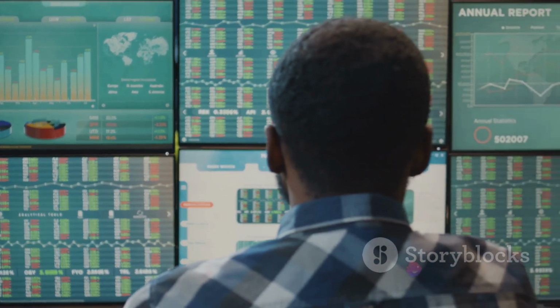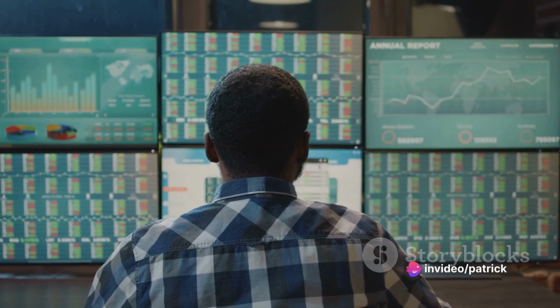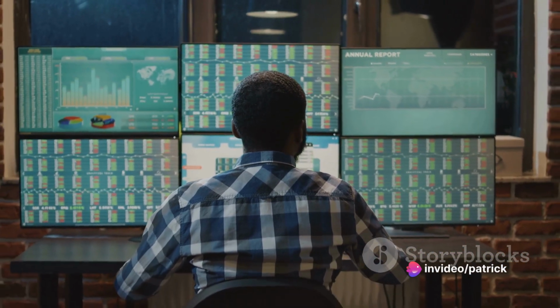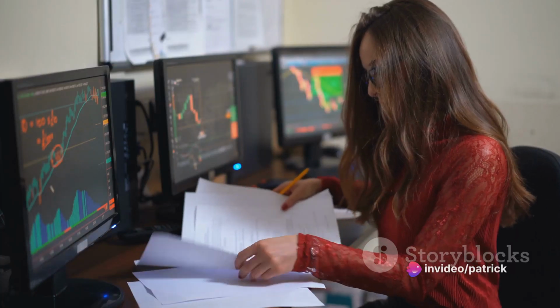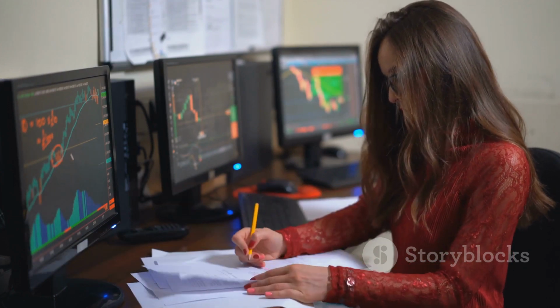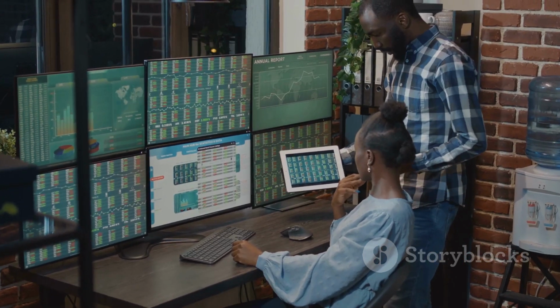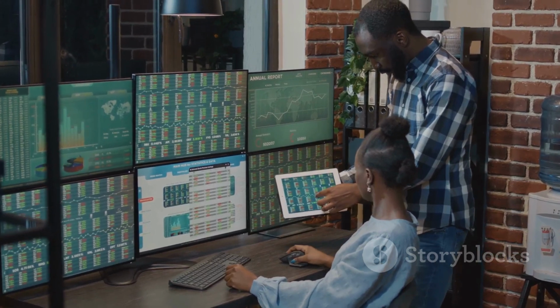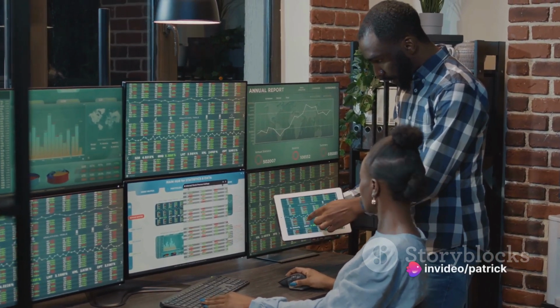Then we have economic news releases, which are scheduled announcements about key economic indicators. Traders often pay close attention to these as they can cause significant volatility in the currency markets. Some of the most impactful include employment data, central bank minutes, and inflation reports.